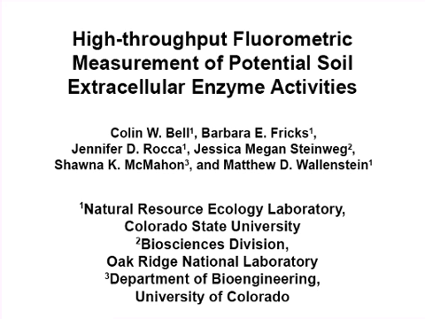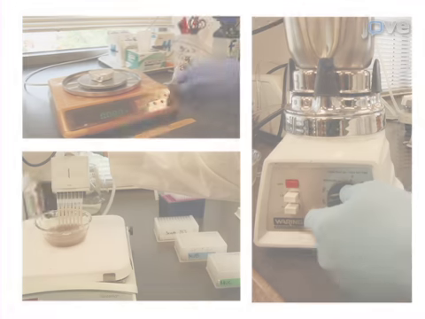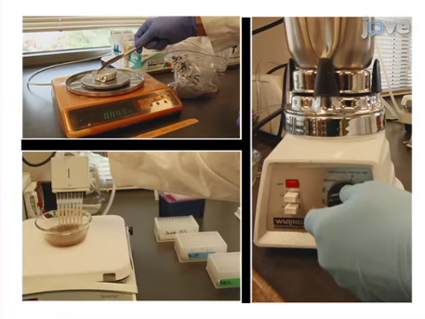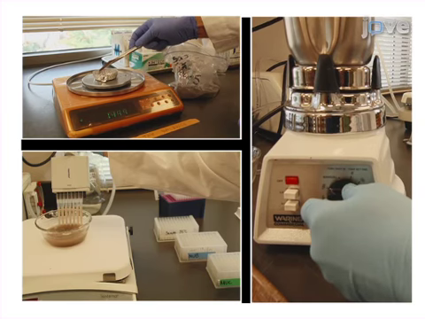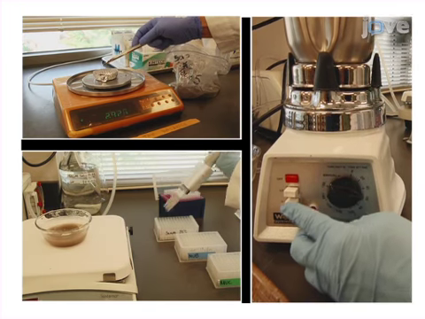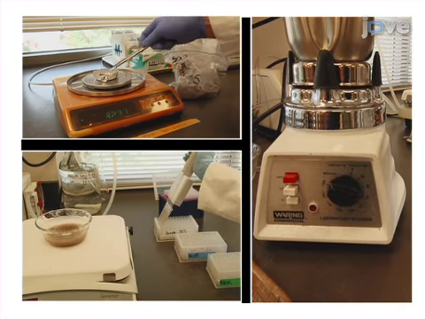The overall goal of this procedure is to quantify the maximum potential rates at which extracellular enzymes in soils degrade their target substrates. This is accomplished by first combining field moist soil and buffer in a blender, and then pipetting the mixed samples into a deep well sample plate and deep well standard plates.